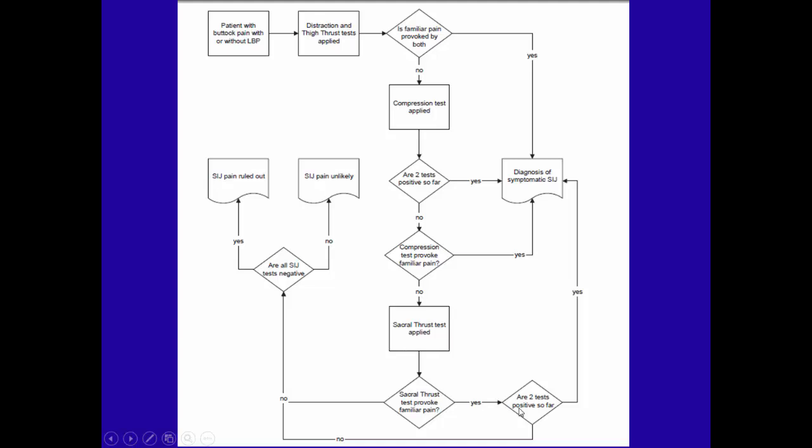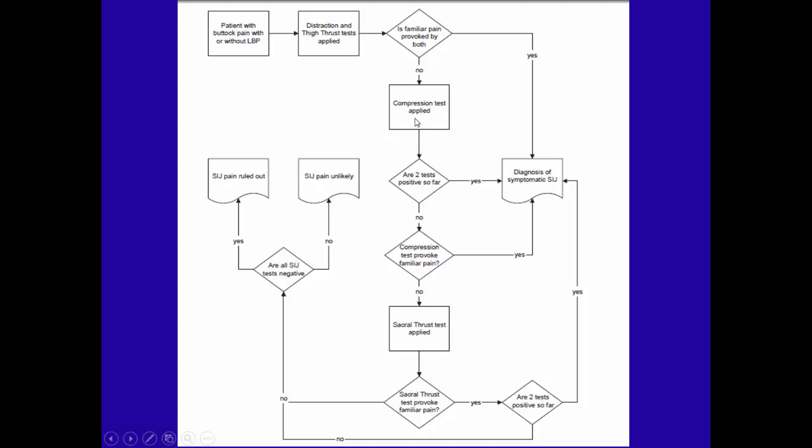If that provoked their pain, do we have two tests? And again, we're trying to just build that evidence. And so if we end up down here that sacral thrust we didn't have two tests positive, no, all SI joint tests are negative. So if yes, all are negative, rule out SI. If one is negative, one is positive and the rest are negative, so are all SI joint tests negative? No, we got one positive. SI joint pain is unlikely.